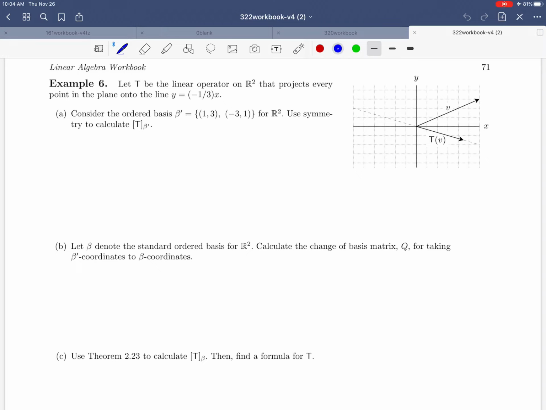Hi everybody, and welcome to example 6 on page 71. This exercise is going to be similar in spirit to example 5. We're trying to come up with a formula for a linear operator that they're describing to us in words.